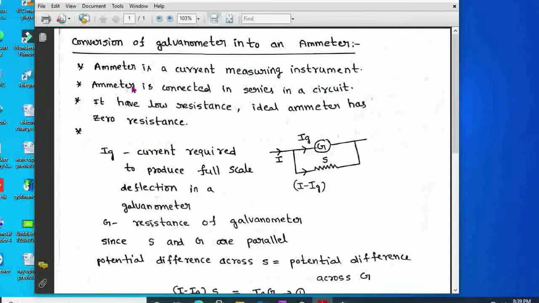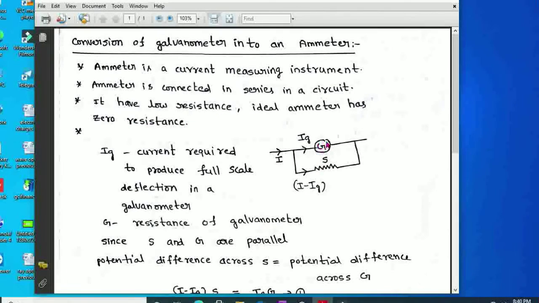So ammeter is connected in series in a circuit because when the components are connected in series, the current through each component is same. The introduction of ammeter should not alter the current in the circuit. So it is connected in series combination with the components. So it should have low resistance, and ideal ammeter has zero resistance.